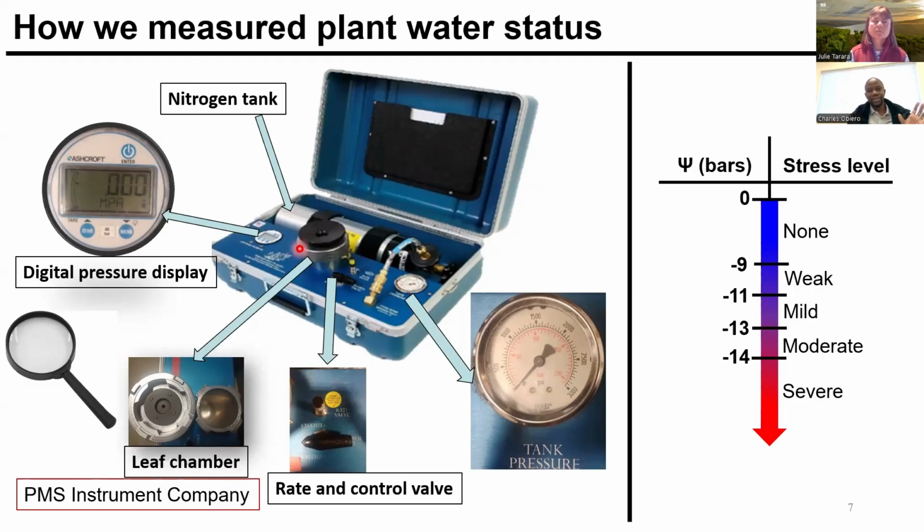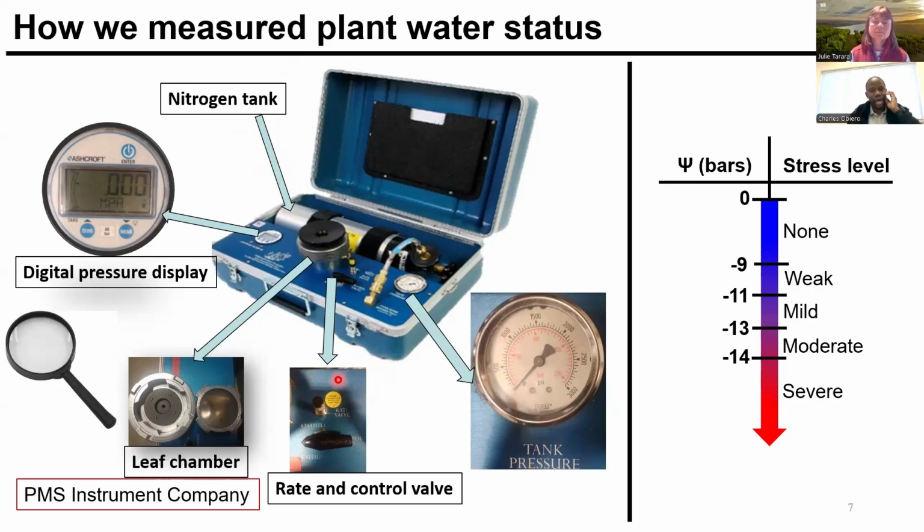Now, it has the following components. It has a nitrogen tank. And why nitrogen? Nitrogen is inert, and therefore it is very effective in pushing water through the xylem of the leaf. If it were oxygen or carbon dioxide, it could interfere with the leaf physiology. So that's why they prefer nitrogen in this. So this is the nitrogen tank, which is pressurized. And this is the pressure gauge, which is going to show how much pressure is in the tank.